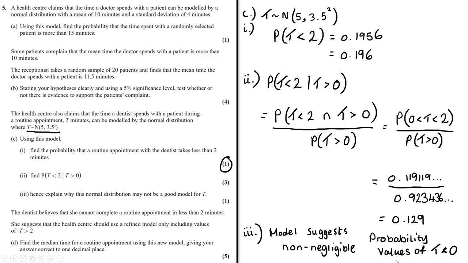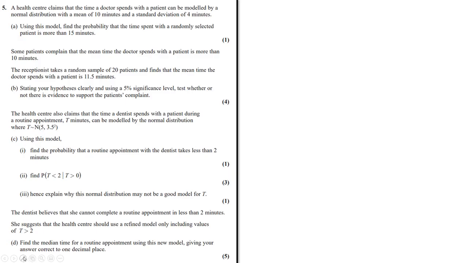So again, I'm just going to have to clear the screen just so we've got enough room here for part D. Just clear all that. Right, let's have a look at part D. It says the dentist believes that she cannot complete a routine appointment in less than 2 minutes. She suggests that the health centre should use a refined model only including values of t being greater than 2. What we want to do is find the median time for a routine appointment using this new model, giving the answer correct to 1 decimal place.